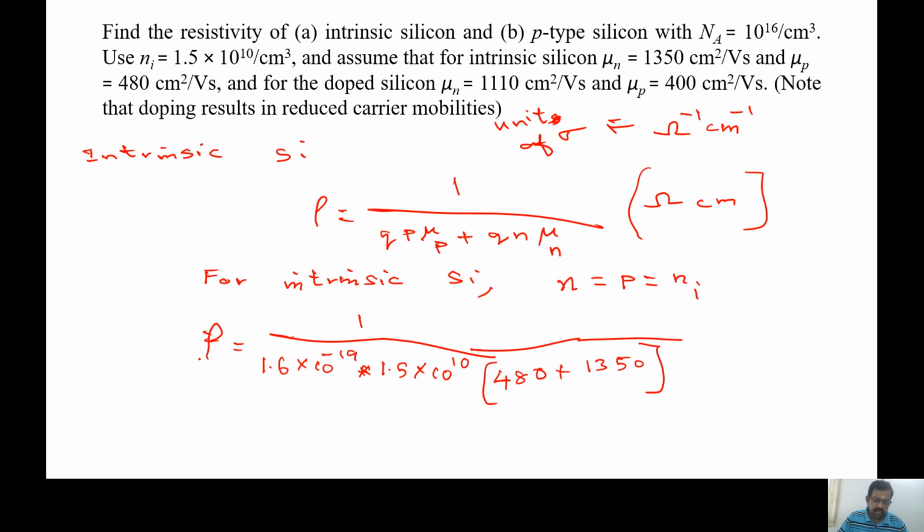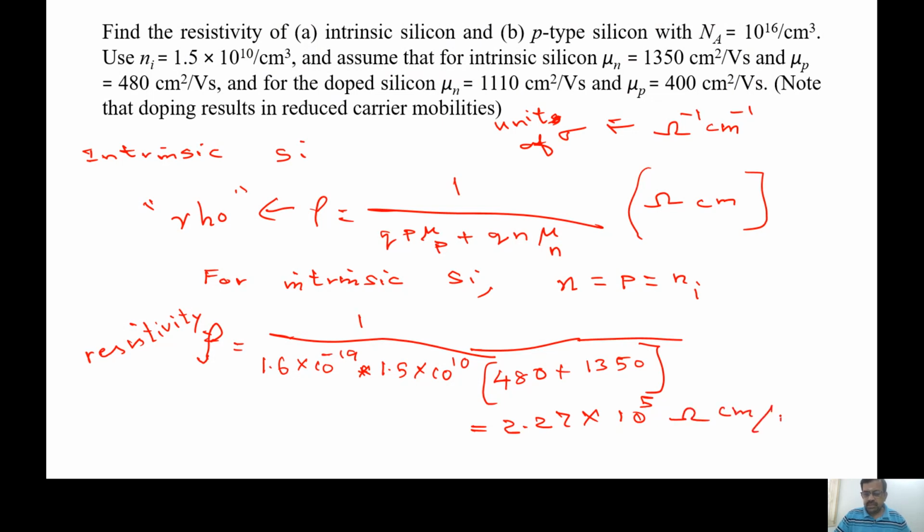You will get rho, the resistivity. Rho is pronounced as rho. Rho, resistivity, is, you substitute, I am giving the direct answer, roughly about 2.27 into 10 power 5 ohm centimeter. This is the resistivity.